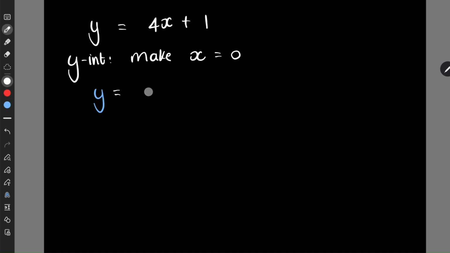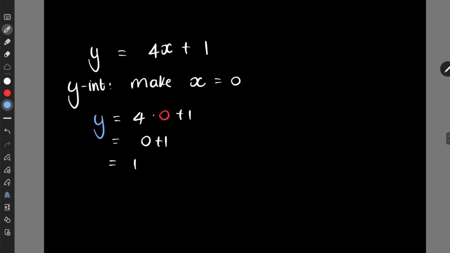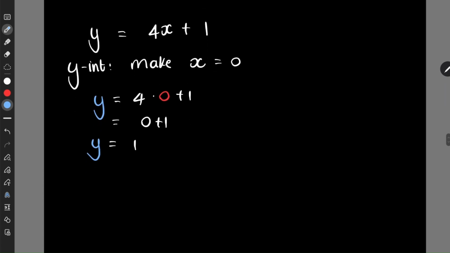0 times x. No, my goodness, I meant 4 times 0. Yeah, because x is 0. Plus 1. 4 times 0, that's just 0. Plus 1. And that's just equal to 1. So that means that the y-intercept is going to be at y is equal to 1. Right? I hope that makes sense.